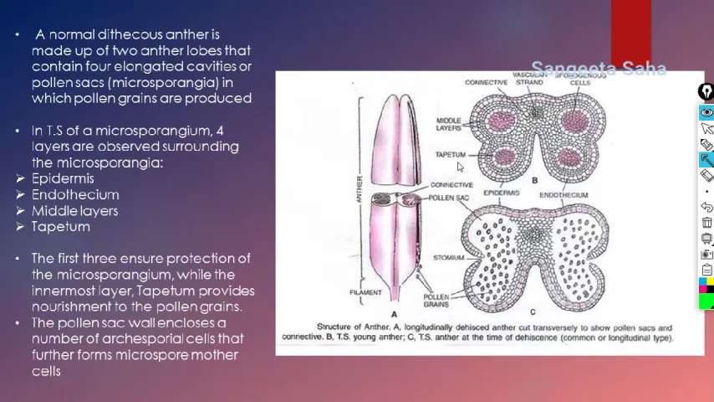The three layers which we have just discussed, that is the epidermis, endothecium and the middle layers, provide protection to the microsporangia. When the anthers mature, these three layers become fibrous. Throughout the anther portion they become fibrous, except two portions, this part and this part. Except these two parts, all over the anther they become fibrous. At this point where the anther remains delicate, this is the site of dehiscence of the anther.